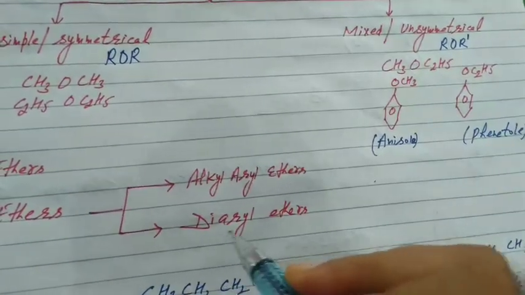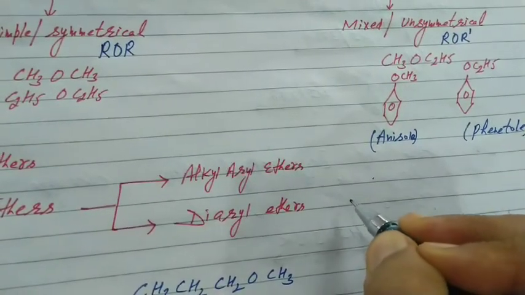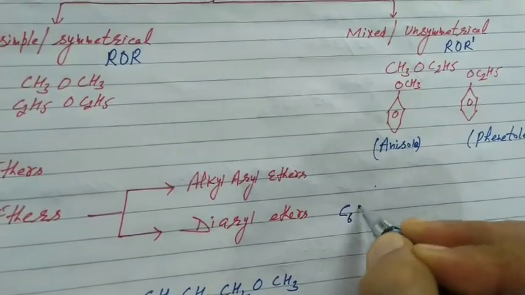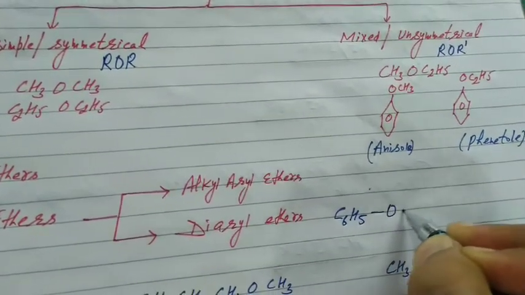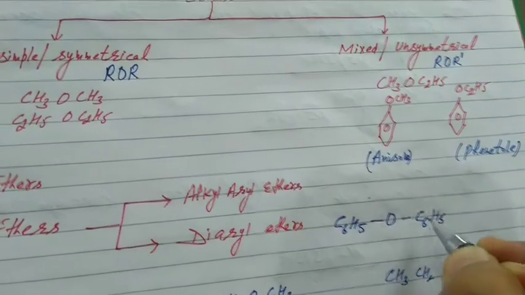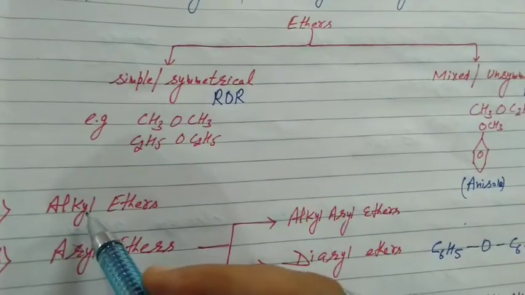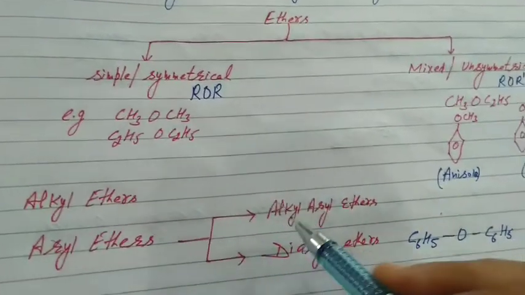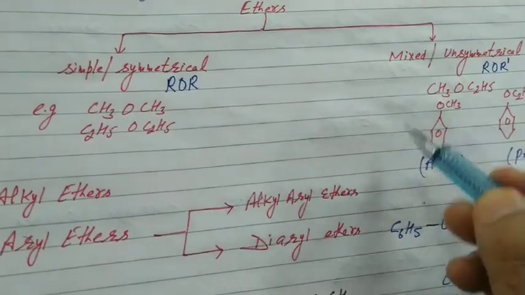And second one, diaryl ethers. When both groups are phenyl, C6H5 and C6H5, diphenyl ether, we call it diaryl ether. When both groups are aryl, it is diaryl. When both groups are alkyl, it is simple alkyl ether. When one group is alkyl and the other is aryl, we call it alkyl aryl ether, just like the example.